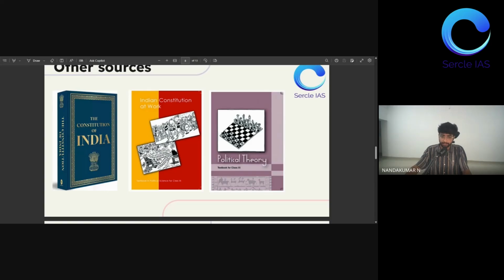One must start their polity preparation with these two NCERTs, Indian Constitution at Work and Political Theory. These two are the textbooks of class 11. The question on state in the 2020 prelims was directly taken from the book Indian Constitution at Work. And there were questions on secularism and the idea of federalism, etc., straight away taken from the textbook Political Theory. So better you start your preparation with these two fundamental NCERTs.